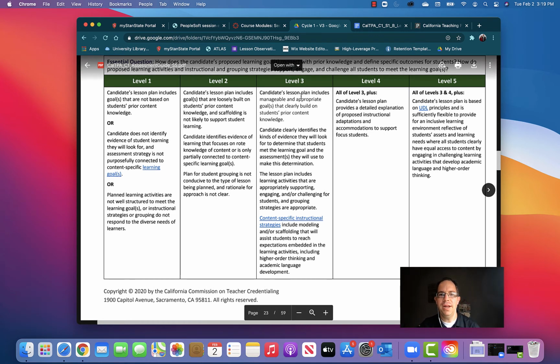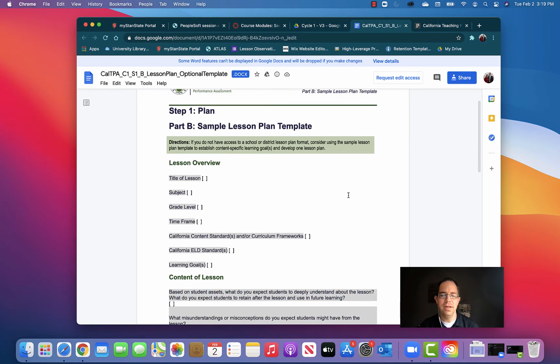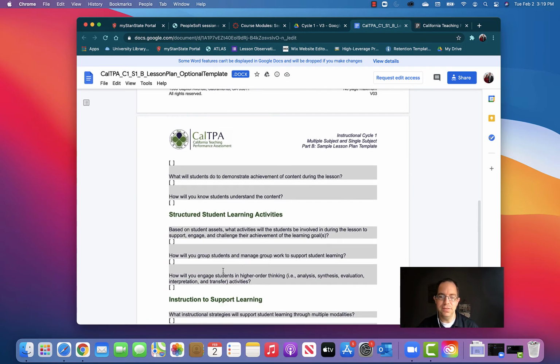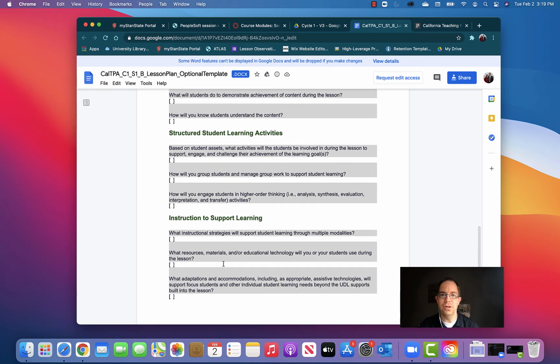And so, candidates' lesson plan includes manageable and appropriate goals that clearly build on students' prior content knowledge. They're going to go into this lesson plan. They're going to look at the goal. They're going to look at the content, and they're going to look at these activities, and they're going to look at the instruction to support learning, and they're going to want to see that you've made those connections.